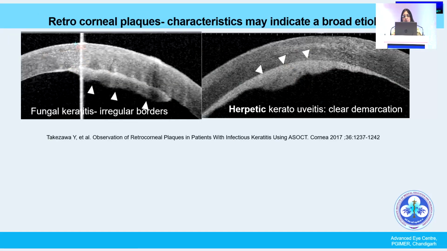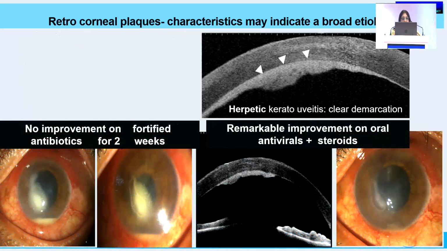In some cases, however, especially for retrocorneal plaques, it's been seen that the characteristics may indicate a broad etiology. For example, in fungal keratitis, the borders of the plaque have been shown to be irregular, whereas in herpetic keratouveitis, very clear demarcation has been shown. Now, these are not 100%, but these are suggestive. And so this was one of our cases, the two pictures on the left.